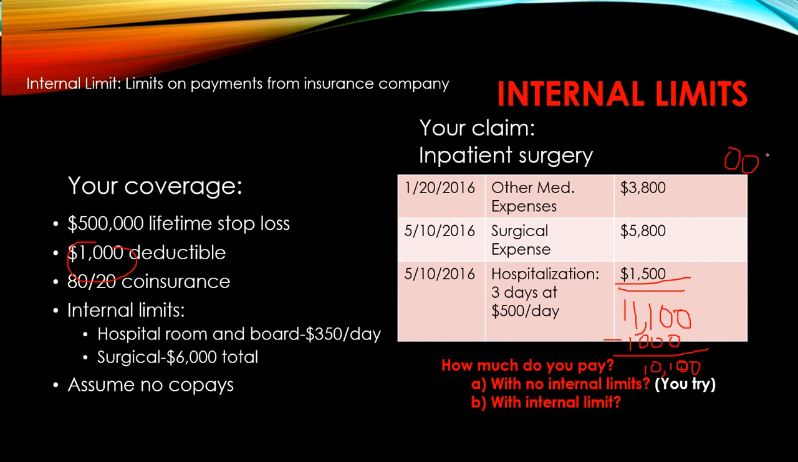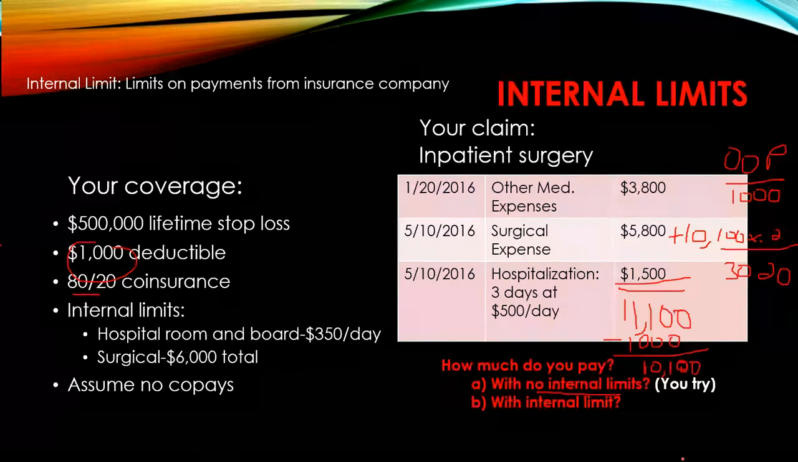So here we're looking at your out-of-pocket, and you currently have spent $1,000. You're co-insured on the rest of the $10,000, and we're considering right now with no internal limits. And so how much do you pay on that $10,100? Well, you paid your deductible, so now we'll do coinsurance. So do you pay 80 or do you pay 20? Right? You usually pay the lower. So 10,100 times 0.2. So that's going to be 2,020, which means you pay $3,020 without internal limits.